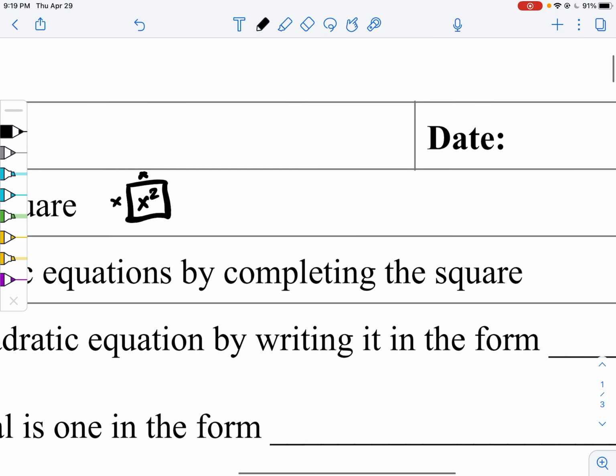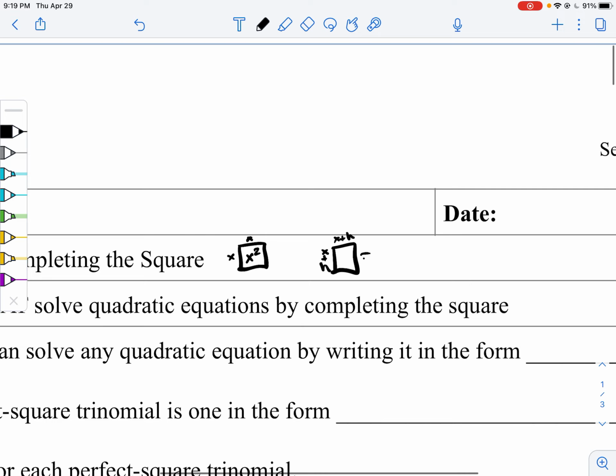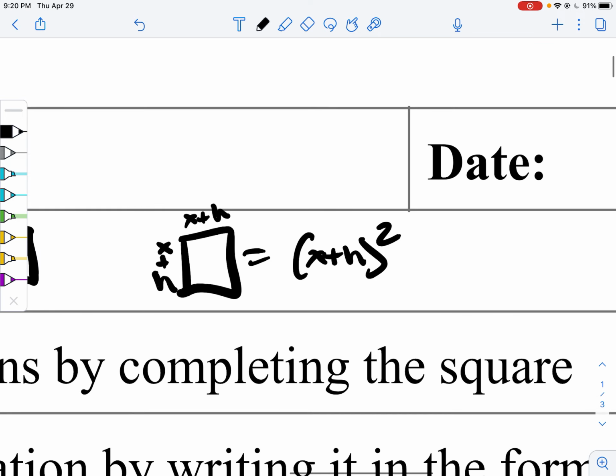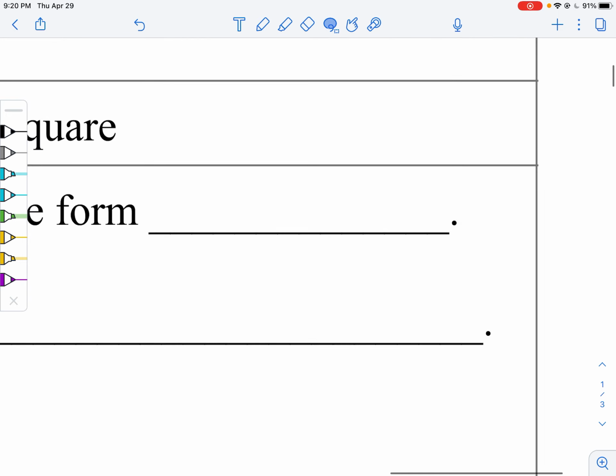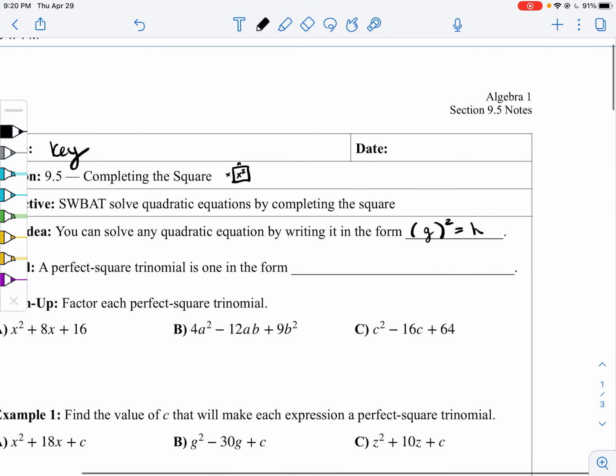We're going to remember polynomials that make a perfect square because they have the same side length. So this would be equal to (x plus h) quantity squared. So you can solve any quadratic equation by writing it in the form of something squared equals some other number. So like a group of things, G, equals H, like that.